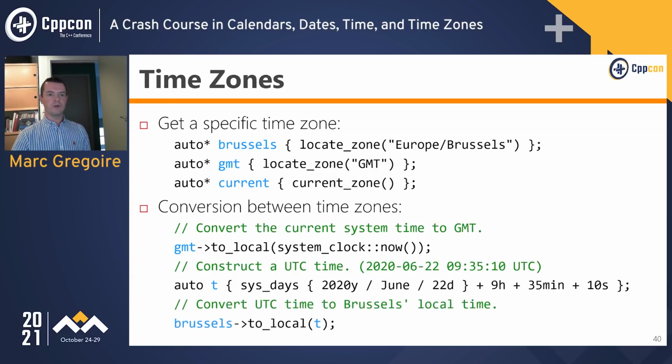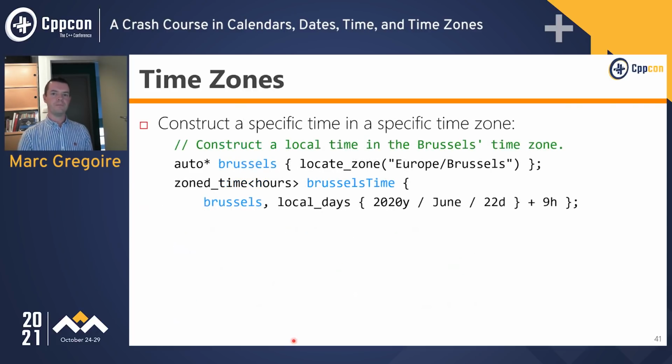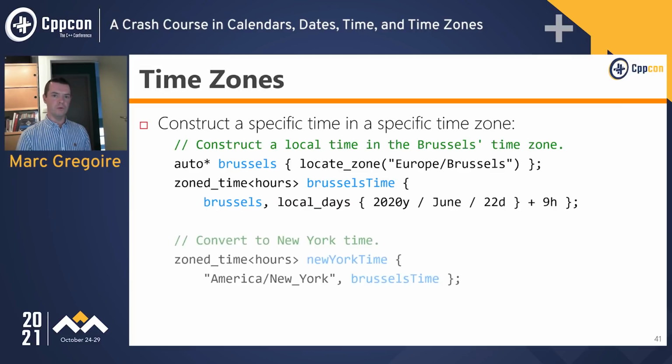Another example, here I'm constructing a UTC time, like we did on the previous slides. And I can convert this UTC time to a Brussels time using the Brussels time zone that we retrieved over here. And then you can also, of course, construct a specific time in a specific time zone. As an example, I'm retrieving the time zone for Brussels, and then I create a so-called zoned time in hours. The first parameter to this constructor is the time zone that you want to use, and then you specify the time that you want to represent in that specific time zone.